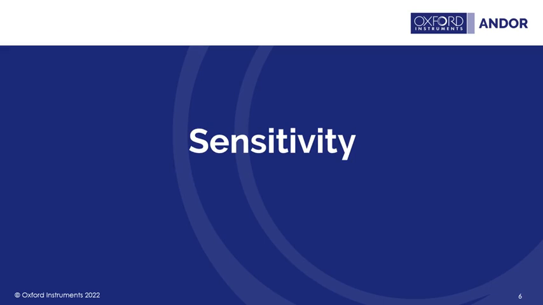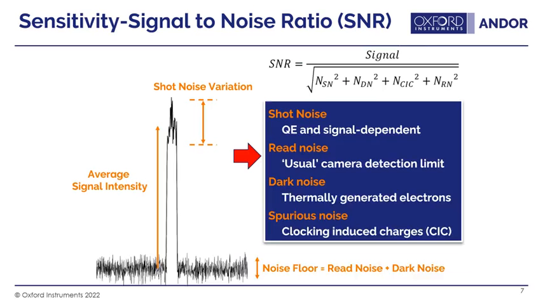Now we'll focus on optimizing detector sensitivity, and we'll see some examples of how detector sensitivity can be used to do spectroscopy at the single photon level. When we talk about sensitivity in a spectroscopy experiment, we're really talking about the signal-to-noise ratio of the measurement, and this is what we want to maximize.